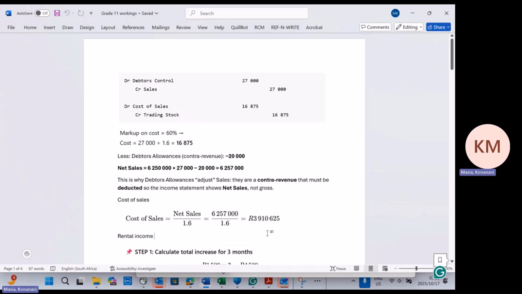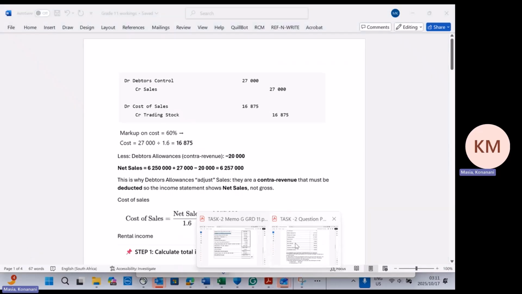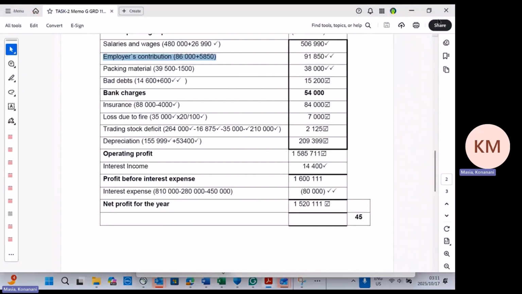But what I said earlier, you are answering sales at the same time you are also answering cost of sales, because the minute I know what my sales is going to be, then the unknown, which is cost of sales, is easy to calculate. Okay. Now let's move on. Then we are done. We now know what my gross profit in the income statement will be, because my gross profit will be that 6,257,000 minus the cost of sales, which is 3,910,625. Then I know I've determined my gross profit. Okay. Now I just wanted to show you how you would have answered that.